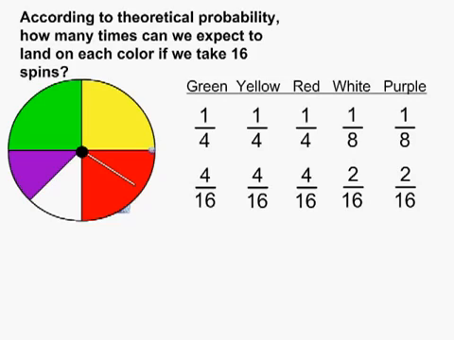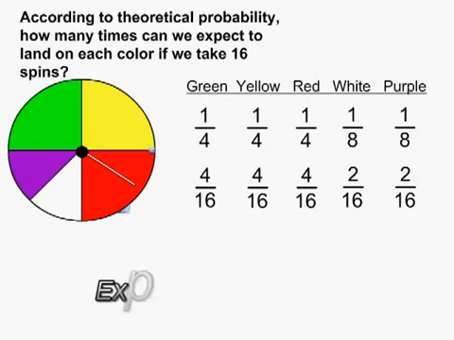So for green, yellow, and red, we could expect to land on each one of those colors 4 times out of 16, and for white and purple, we can expect to land on those colors 2 times out of 16. Now, that's only what we expect. If we actually spin the spinner 16 times, more than likely we will not land on green, yellow, and red exactly 4 times, and white and purple 2 times.